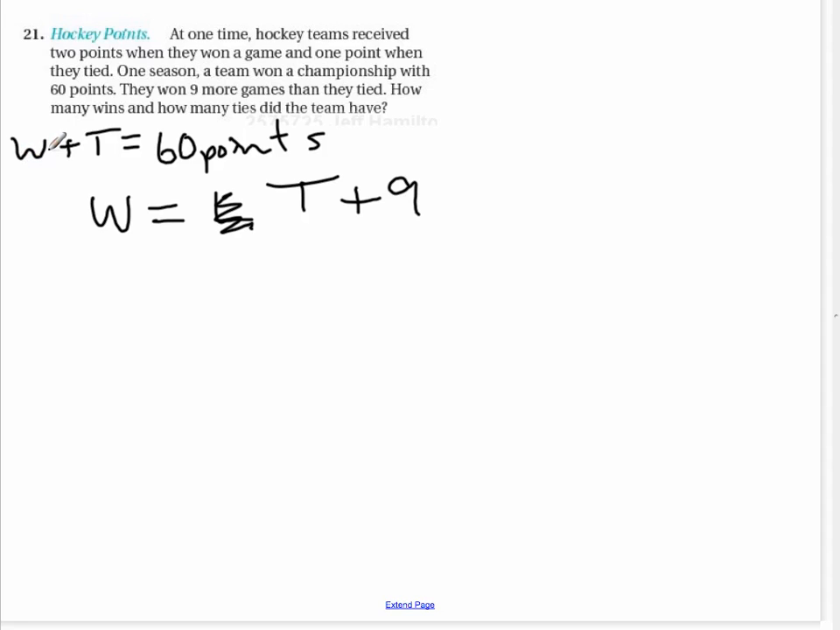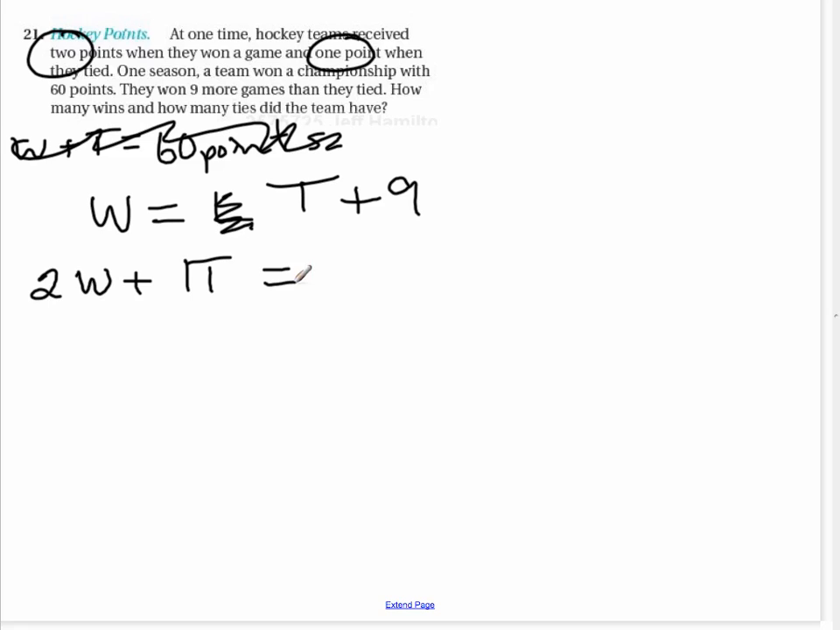Now, I wanted to say my wins plus my ties give me 60 points, but the wins are worth 2, so I can't use that as a formula. The wins are worth 2 points and the ties are worth 1. So if I go 2 times the number of wins plus 1 times the number of ties, that should give me 60.